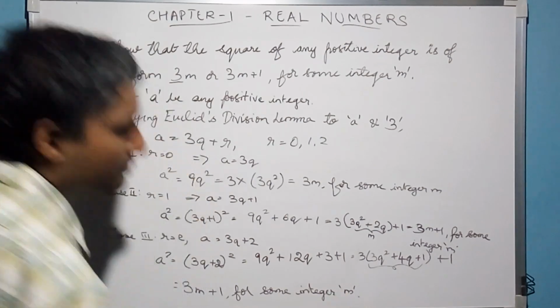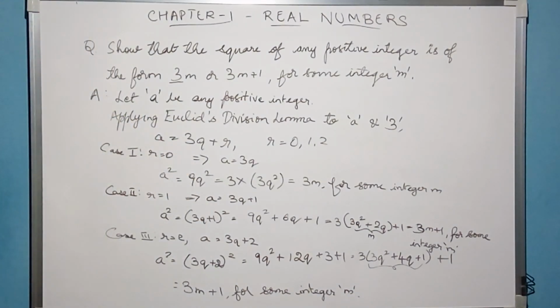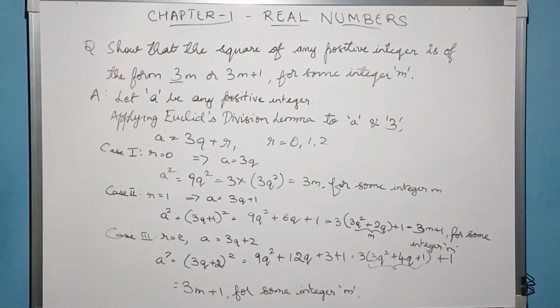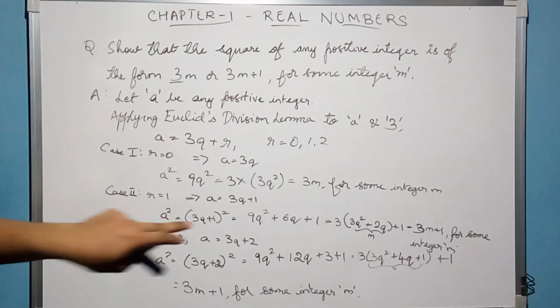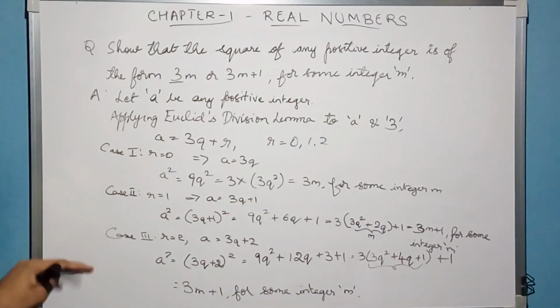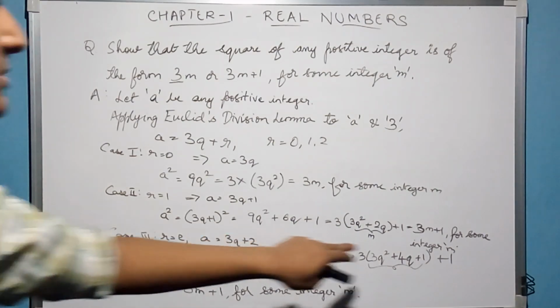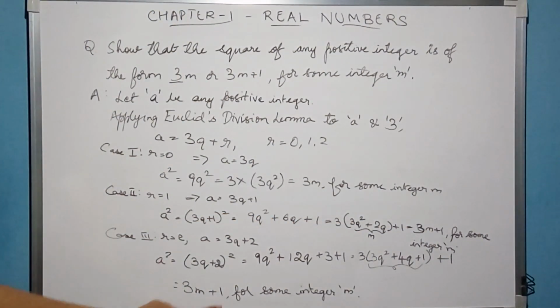So in all the three cases you have found out that the square of any positive integer, whether r is equal to 0, it forms 3m, and if the remainder is 1 or 2, it forms the 3m plus 1 format. That means that the square of any positive integer is of the form 3m or 3m plus 1 for some integer m.